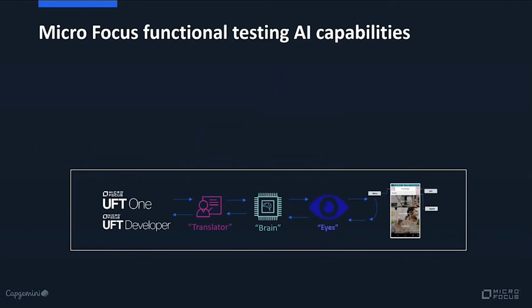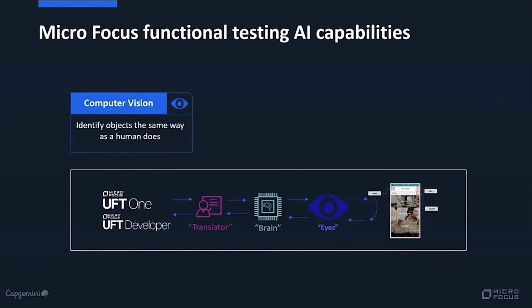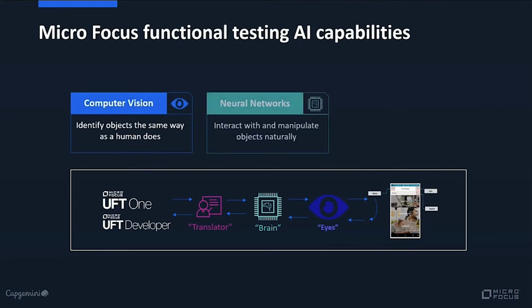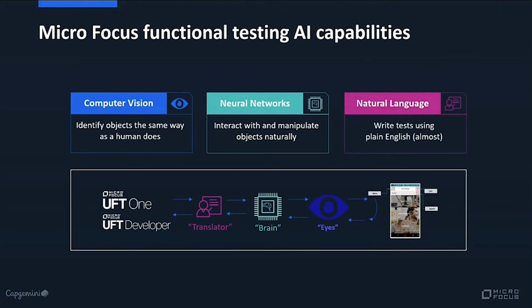So in summary, now we have UFT One and UFT Developer equipped with eyes, with the help of computer vision, to identify the objects the same way as humans do. And we have our solutions equipped with a brain, with the help of artificial neural networks, which can interact with and manipulate the objects naturally the way humans do. And we have natural language processing capabilities for presenting the test cases in a pretty simple way, which looks almost like plain English. All these capabilities, you don't need to buy as an add-on. They all come bundled along with the UFT One solution. All you need to do is upgrade to the latest version and enjoy the benefits of all these artificial intelligence capabilities as part of the solution.